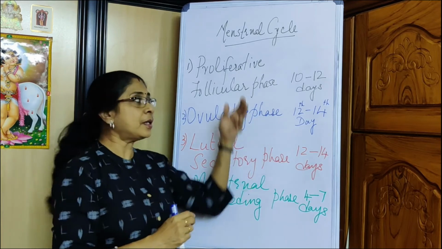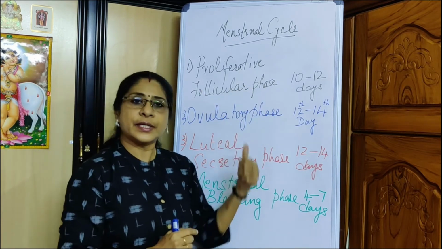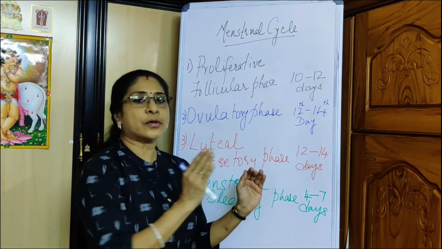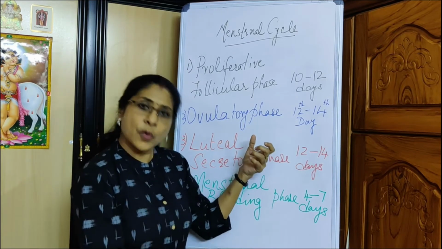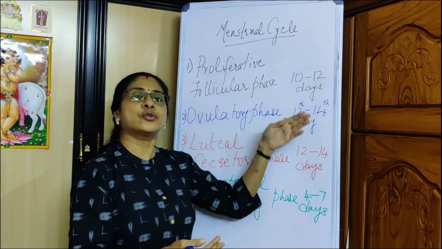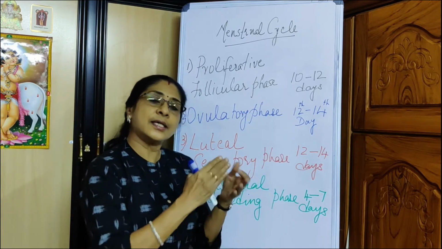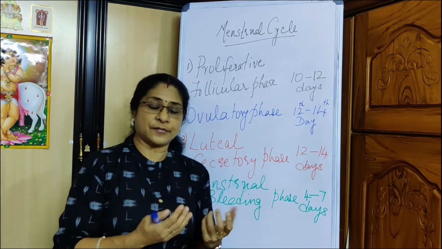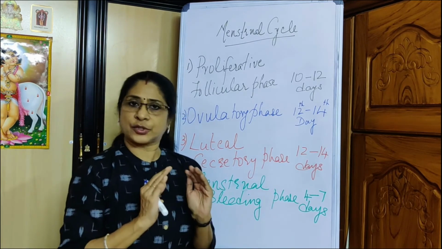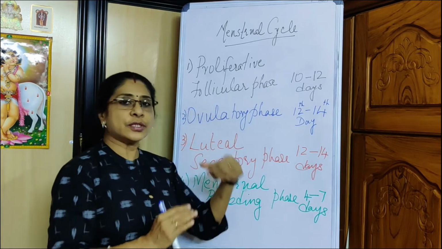Taking the previous example, if we had the proliferative phase from the 1st of October till the 12th of October, we have the ovulatory phase from the 12th to the 14th. So 12th, 13th and 14th are the 3 days when you have the ovulatory phase where ovulation actually happens. Coming to the next phase.